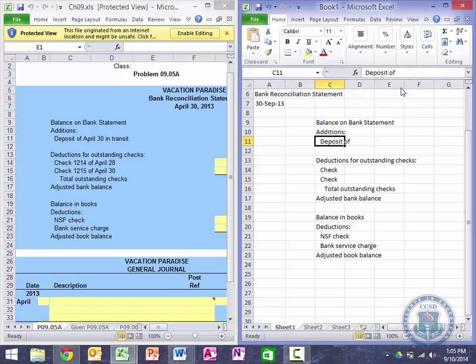And when we're working through this problem, we're probably going to have something that we're going to change. Maybe there's another deposit or something. I'm not sure. We'll find out.